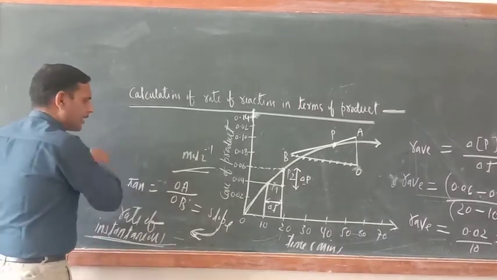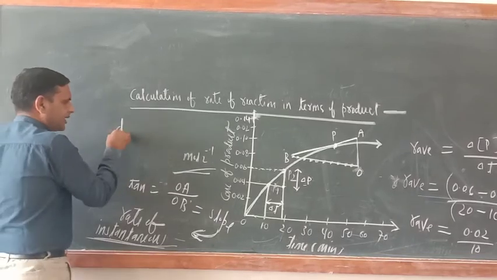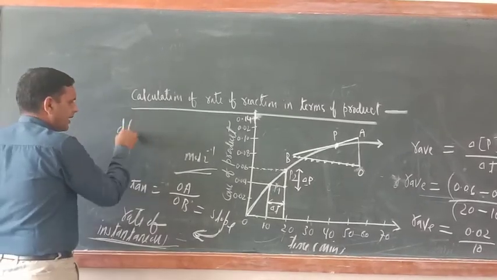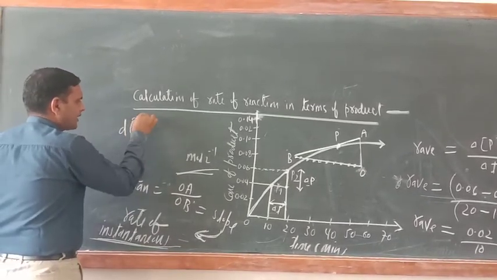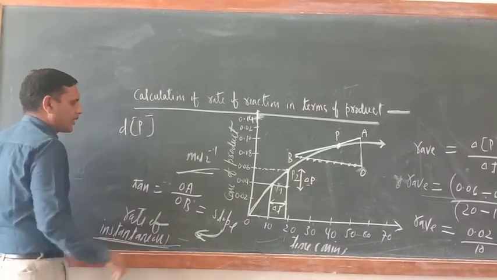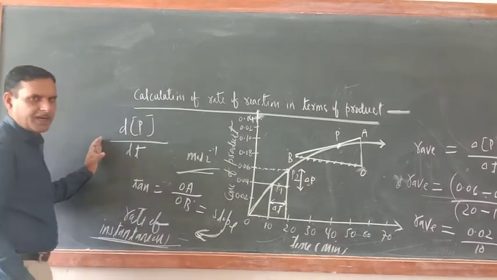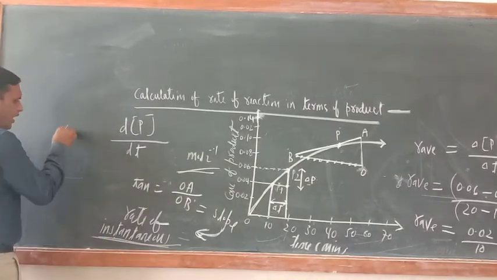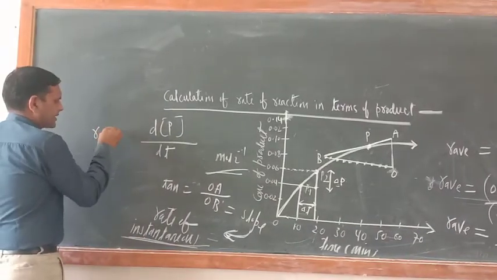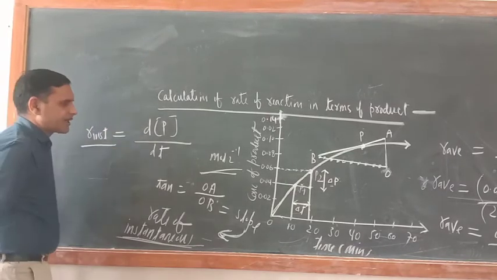You can write it in this way also: d P, because it is in terms of product, divided by d t. Yes, we can write it in this way. This is also R instantaneous, meaning the instantaneous rate of reaction.